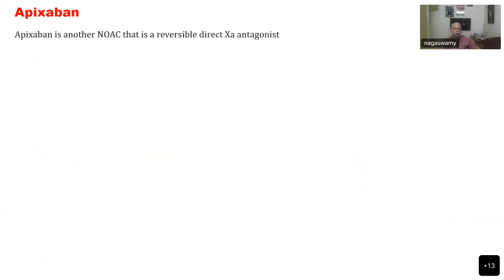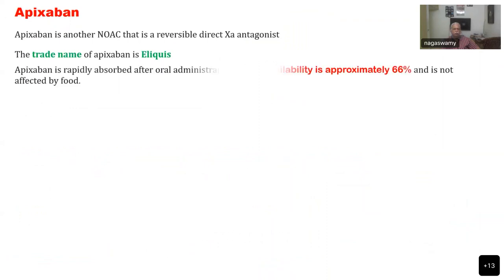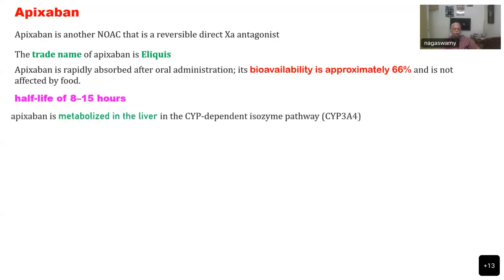Coming to apixaban, it's another novel or newer oral anticoagulant, a reversible direct factor 10A antagonist. Trade name is Eliquis. Apixaban is rapidly absorbed after oral administration and bioavailability is approximately 66%. Just like your rivaroxaban, it is also highly absorbed and bioavailability is good. Half-life is 8 to 15 hours, slightly longer acting than the previous drug.